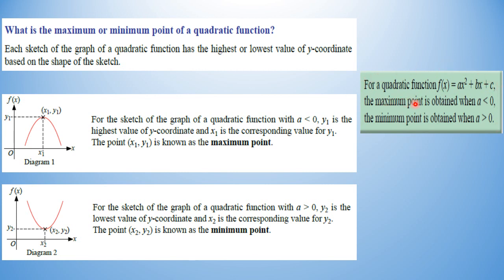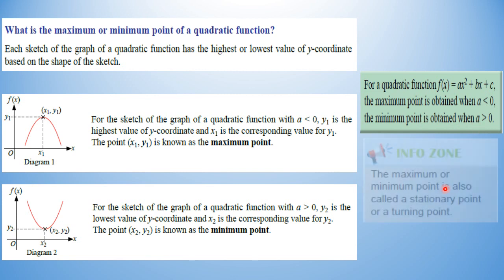So you can make a conclusion like this. We get the maximum point when a is less than 0, and we get the minimum point when a is greater than 0. The maximum or minimum point we also call the stationary point or turning point. So if I say stationary point or turning point, that means it is a maximum or minimum point.